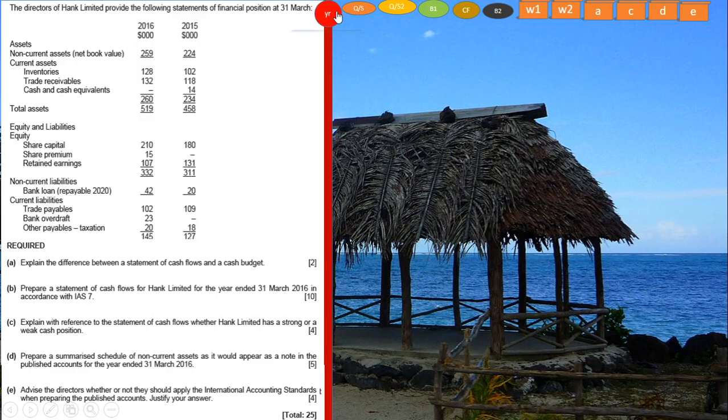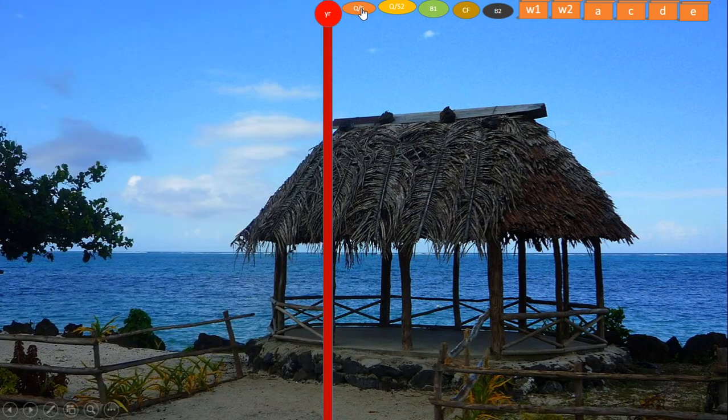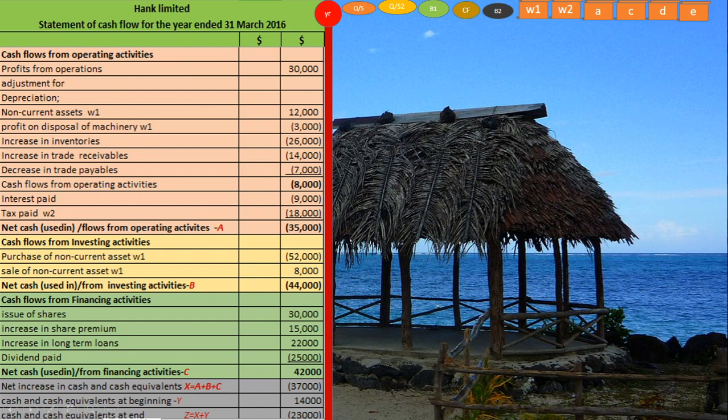Saying that, I forgot to tell you this one. Let me have a look at this. I forgot to end this part. So net increase in cash and cash equivalent, there's 37,000. I hope you understand this, how this comes. You simply add A plus B plus C, you get 37,000 negative.